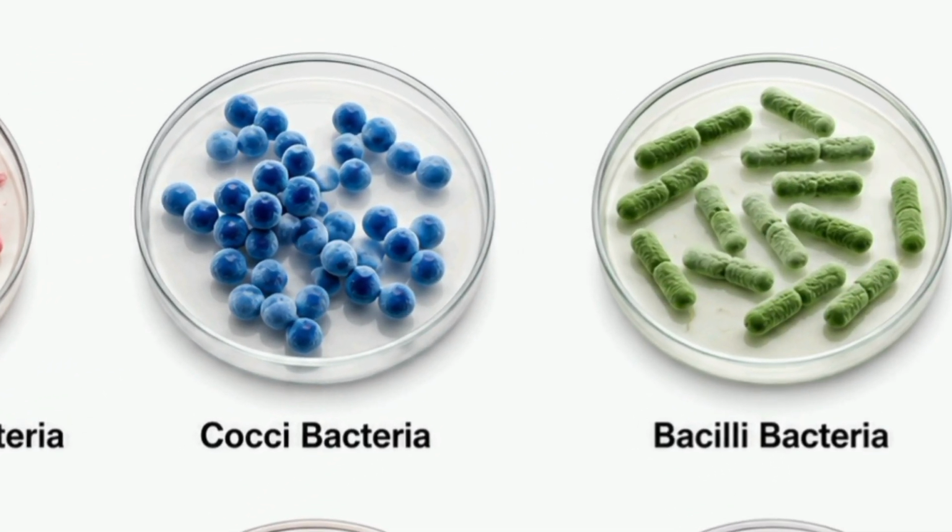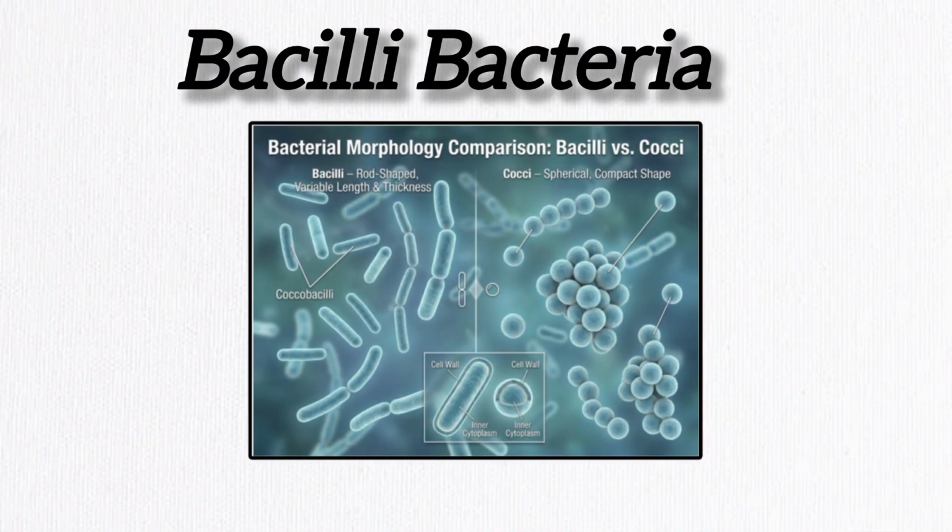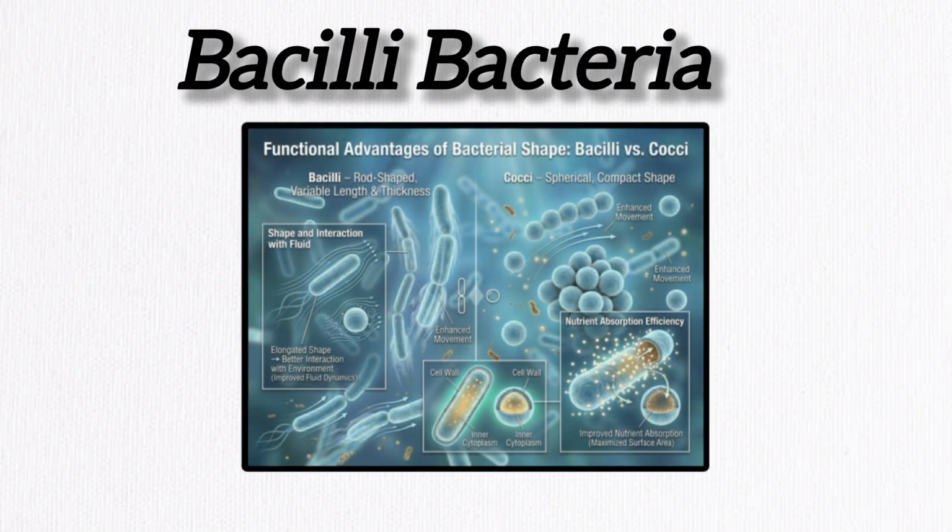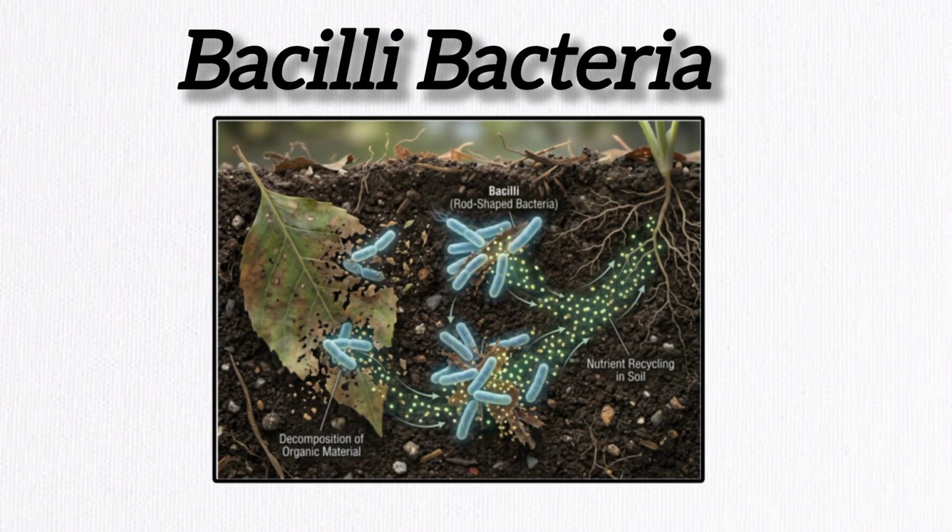Bacilli bacteria. Bacilli are rod-shaped bacteria that vary in length and thickness, giving them a more elongated appearance compared to cocci. This shape often allows for better movement and nutrient absorption, especially in liquid environments. Many bacilli are found in soil, where they play a critical role in decomposing organic material and recycling nutrients.